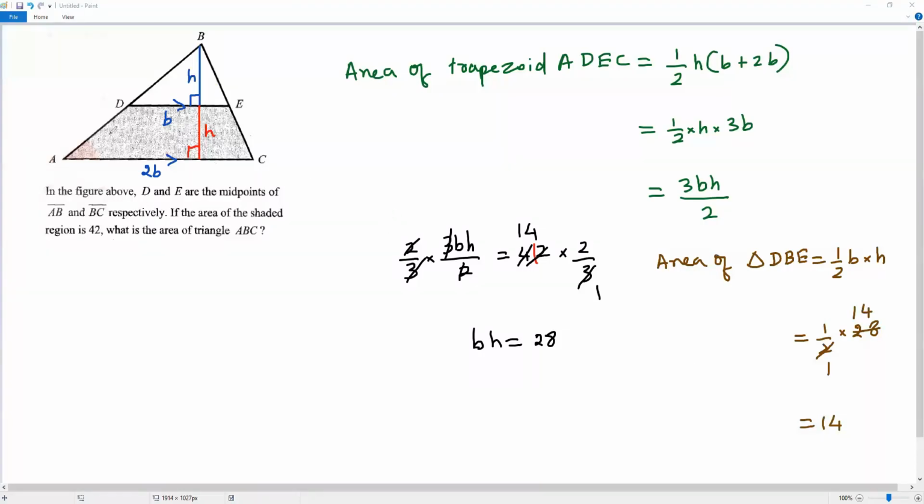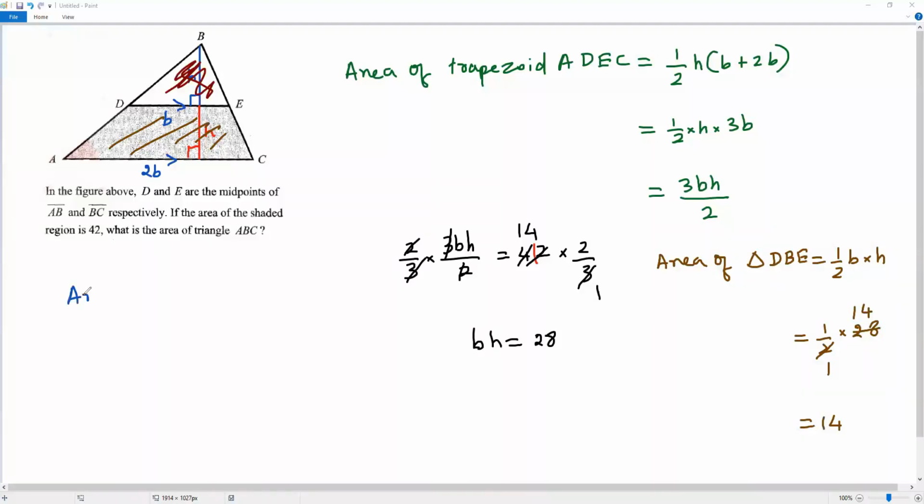Okay, now I know the area of the trapezoid, or the shaded region. That's given in the question itself. That is 42 square units. Now I got the area of the triangle DBE, which is 14. So to get the area of triangle ABC, I have to add the area of the trapezoid and the area of the triangle DBE. Okay, now let's find the area of the triangle ABC.